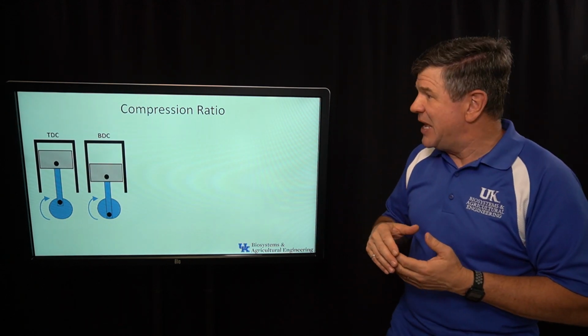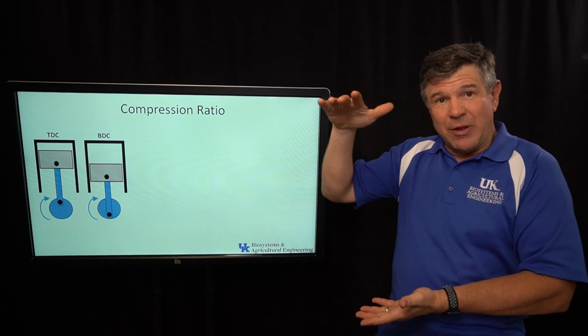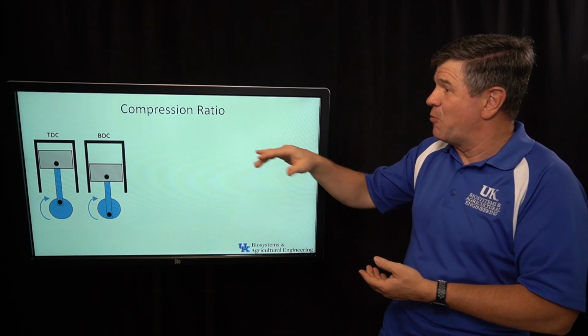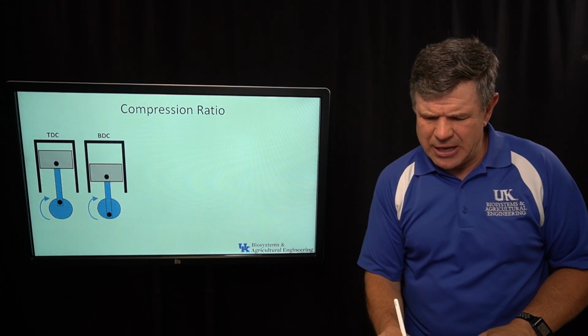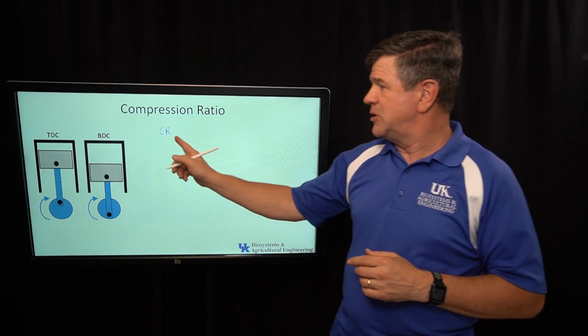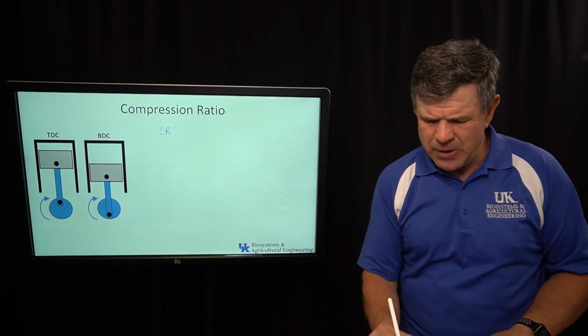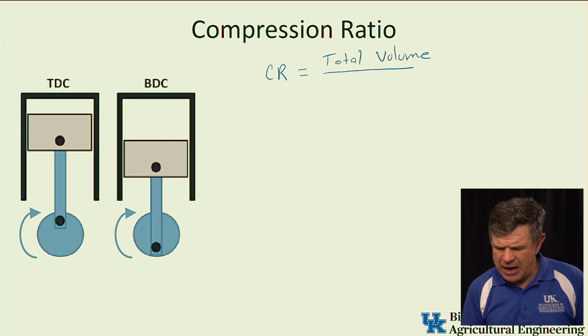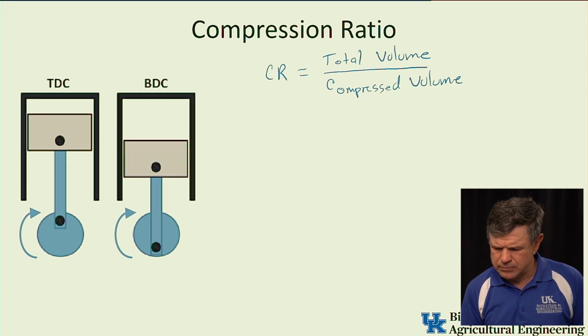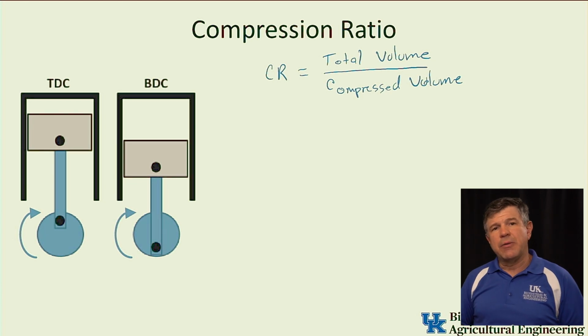The compression ratio is the amount, the ratio, the amount that stuff is compressed. And it's a ratio, so there's going to be two different numbers. So what is that compression ratio? And I'll write that down here. I'll write CR for us to start to understand this. So the compression ratio is a ratio of the total volume that we have up here, the total volume, divided by the compressed volume.